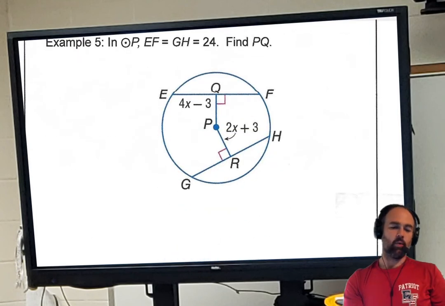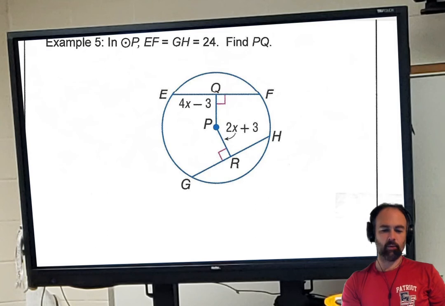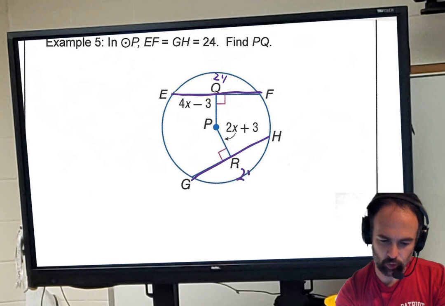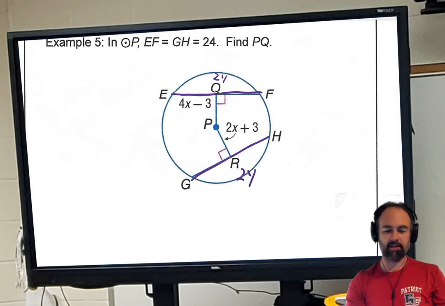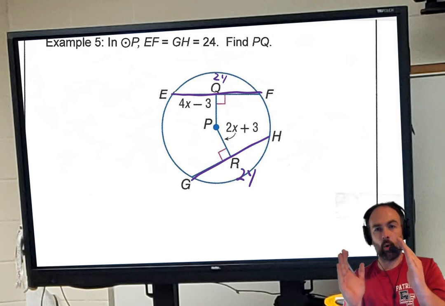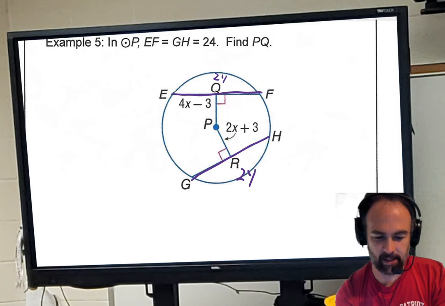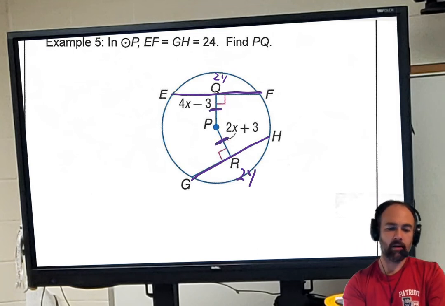Okay, we know that EF equals GH equals 24. So EF is 24. GH is also 24. We want to find the distance from P to Q. Okay, the two chords are equal only if they are the same distance from the center. So what that means is that QP must equal PR. Set them equal, and then we can solve from there.